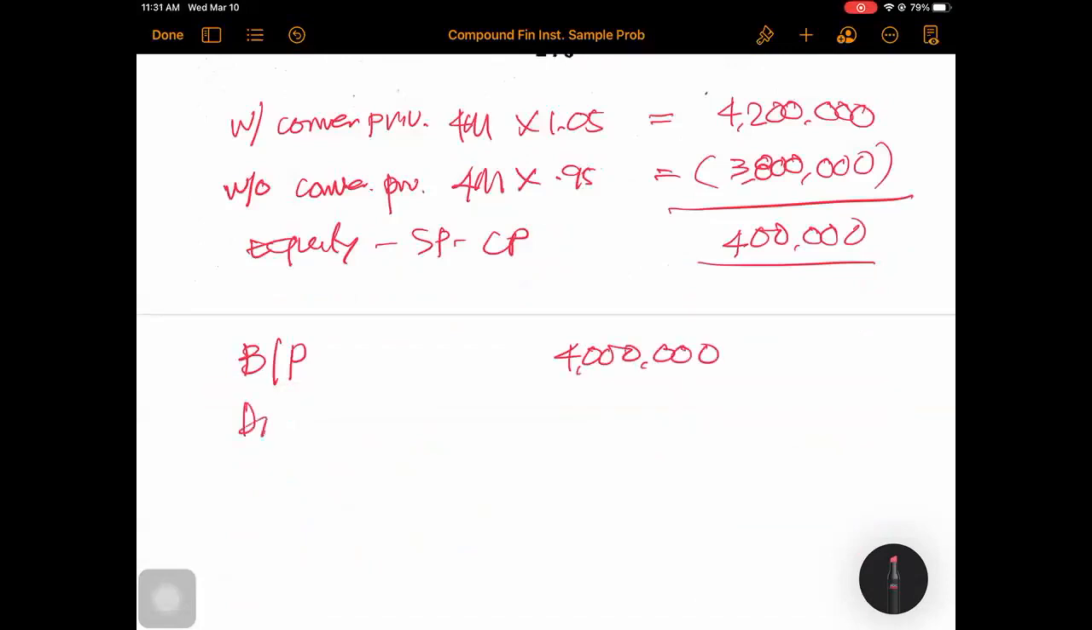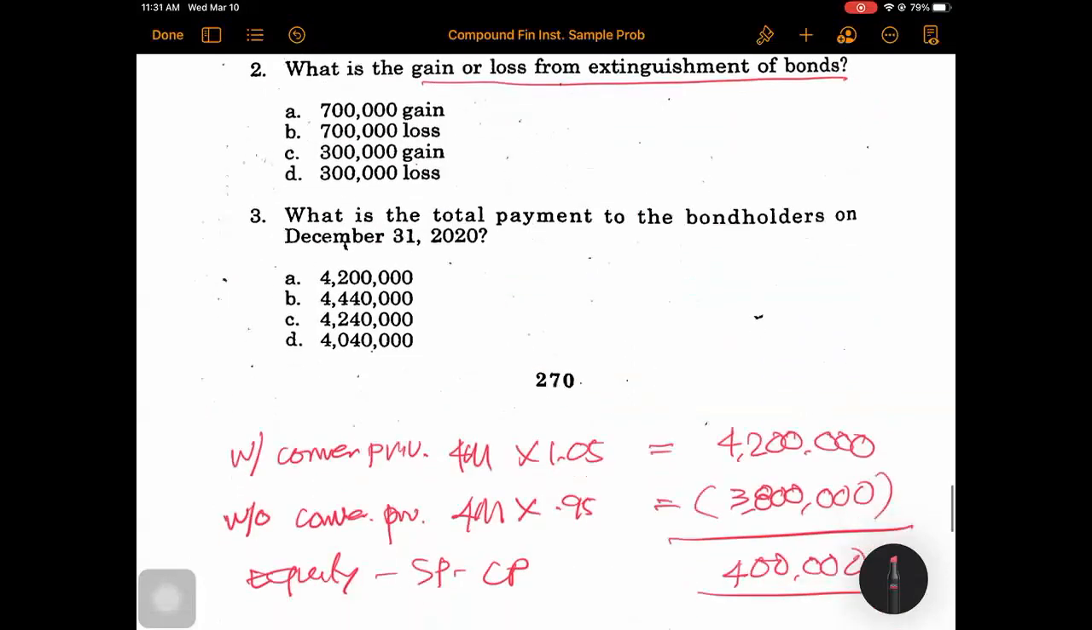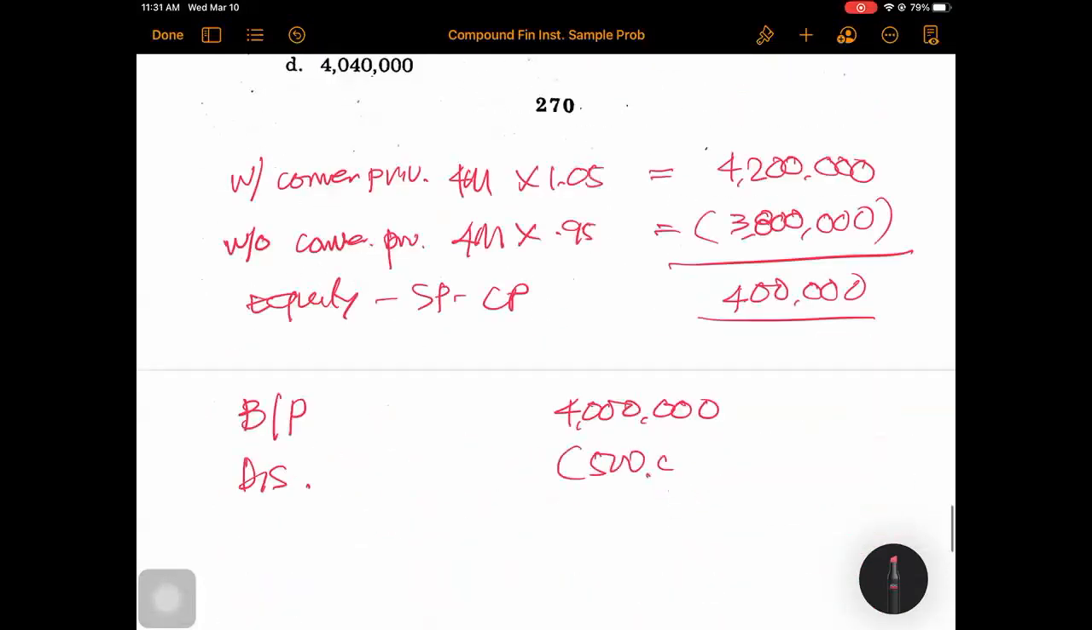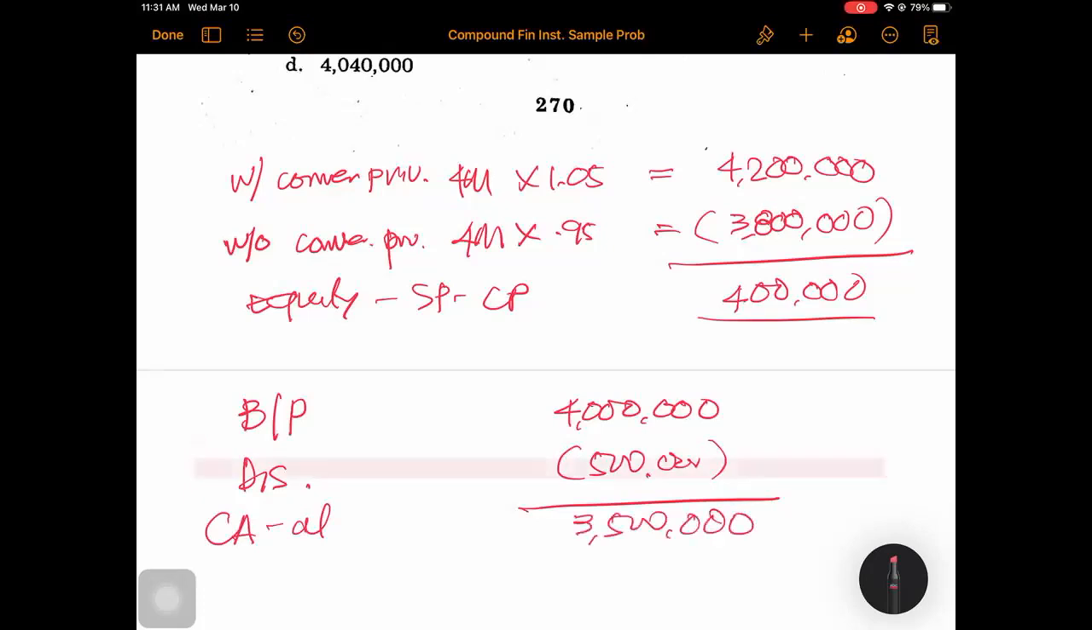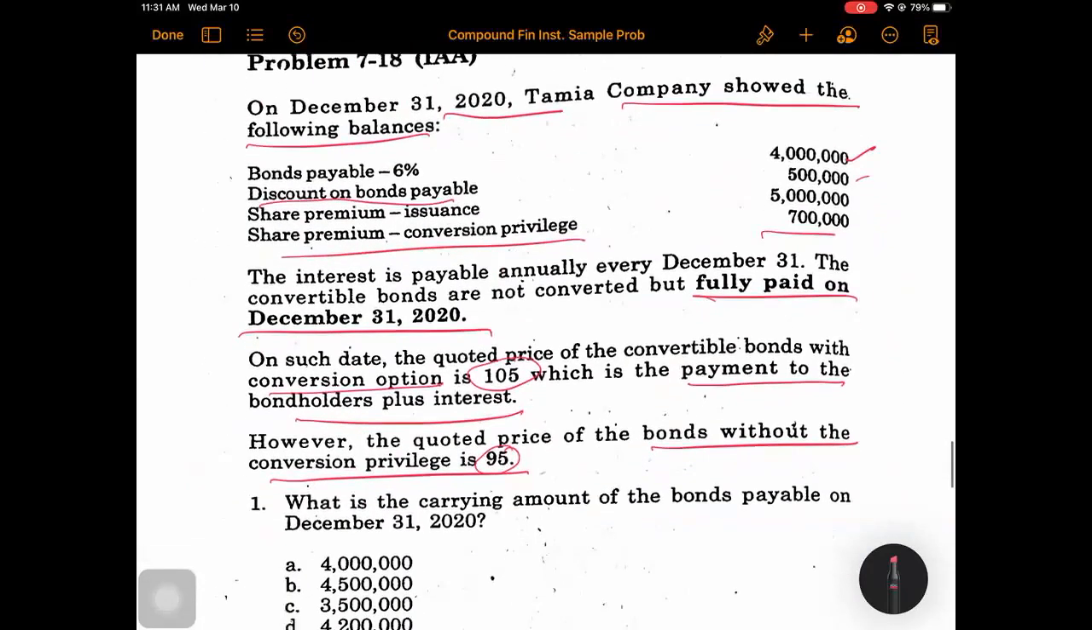You have the discount of 500,000. That's the carrying amount during payment, di ba? That's 3,500,000. At the time of full payment, 3,500,000. Tapos, pila gani ang atong gibayad ani?